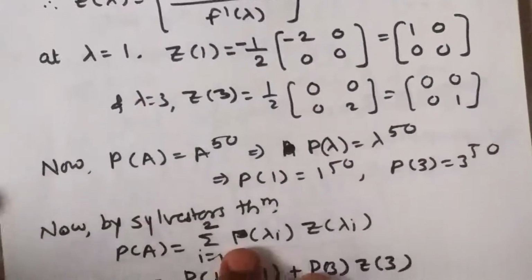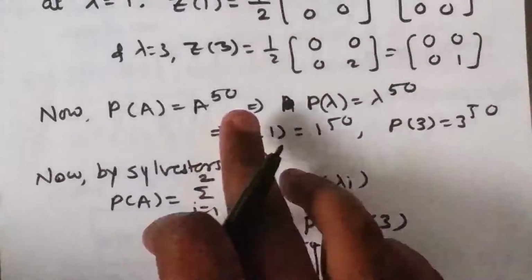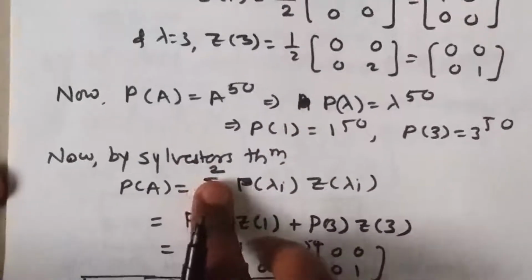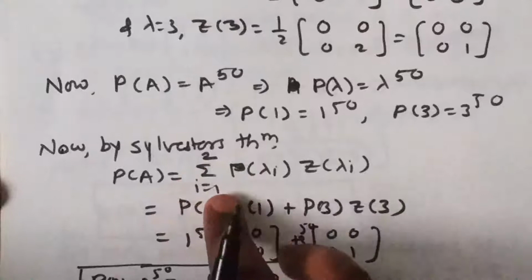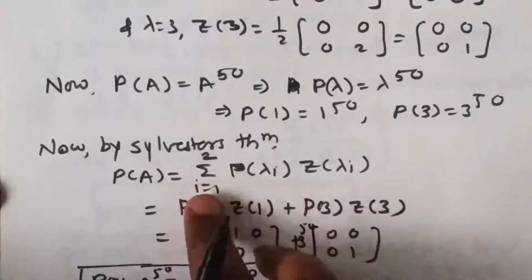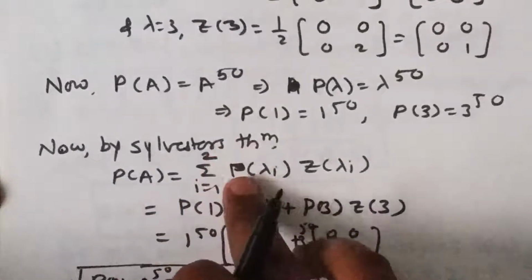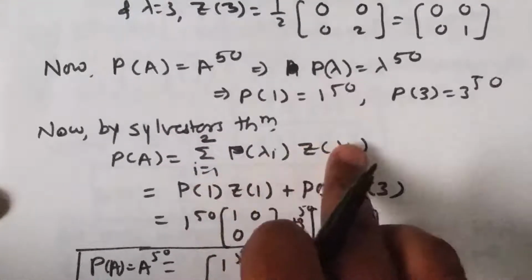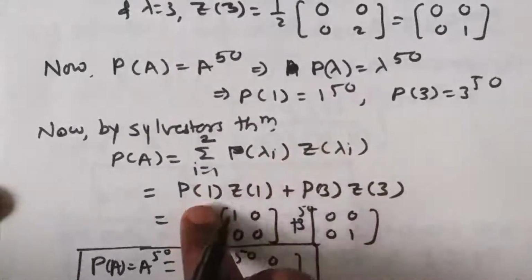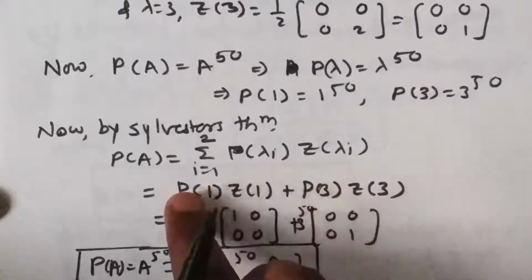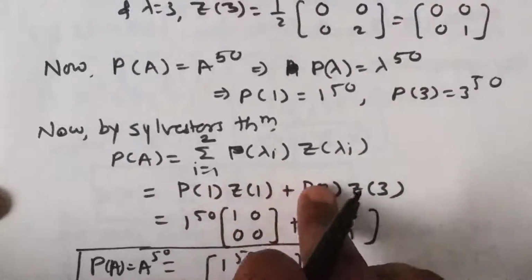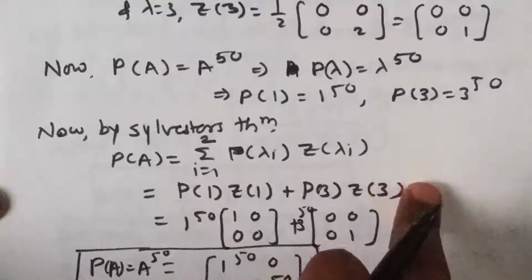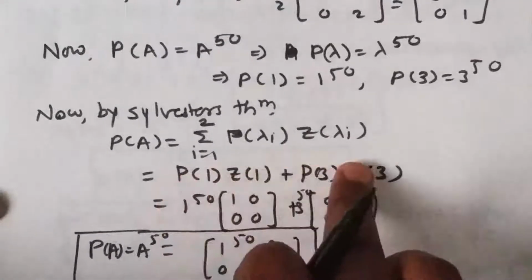Now let us use the Sylvester theorem. By Sylvester theorem, we have determined all these quantities. Therefore, now we can apply the Sylvester theorem. By Sylvester theorem, P of A is equal to, here two eigenvalues we are having, so summation will range from 1 to 2, P of lambda i, Z of lambda i. Now, what eigenvalues we are having? Lambda 1 equal to 1, lambda 2 equal to 3. So P of 1 into Z of 1 plus P of 3 into Z of 3. Only two eigenvalues we are having, so two terms we will get. Okay. Now these values we have determined already.